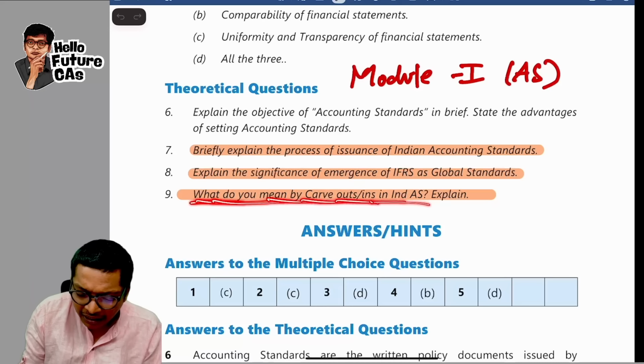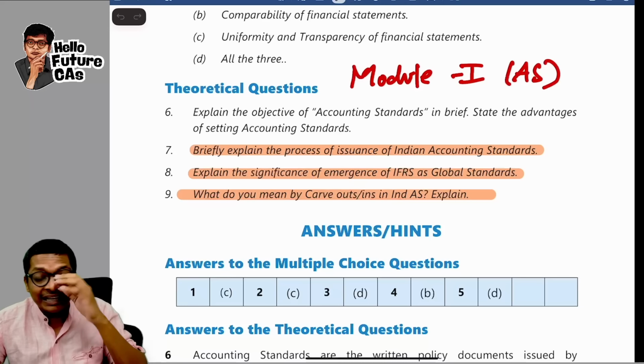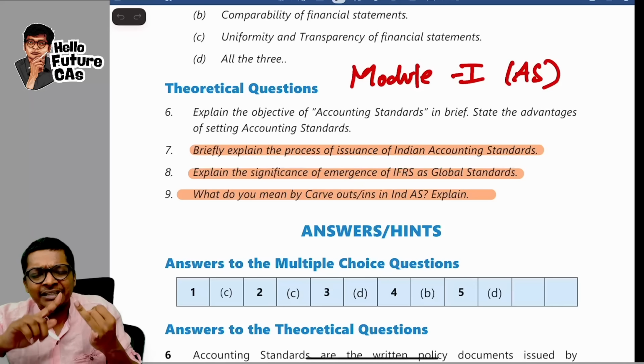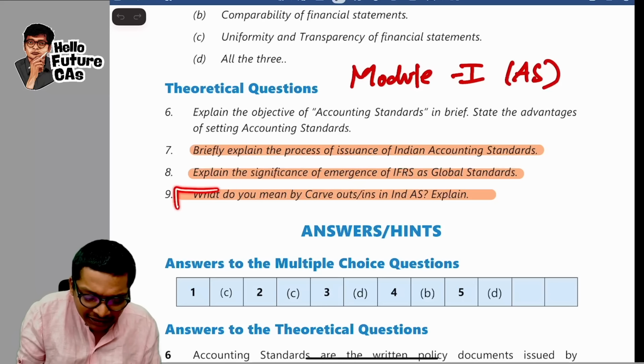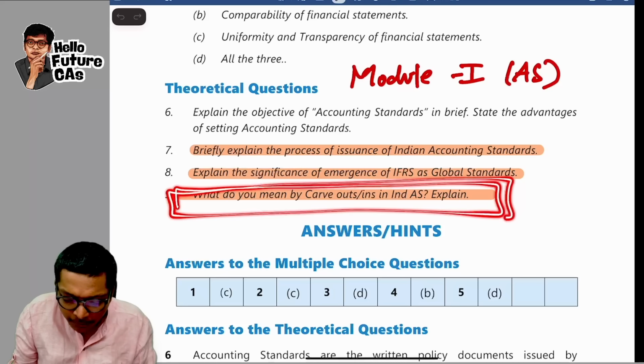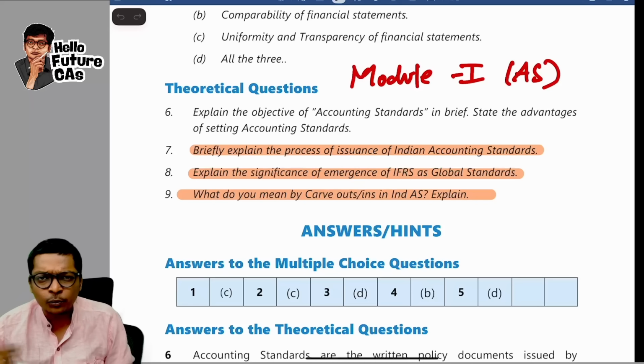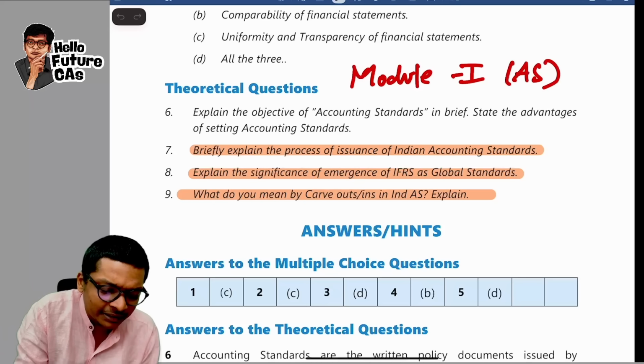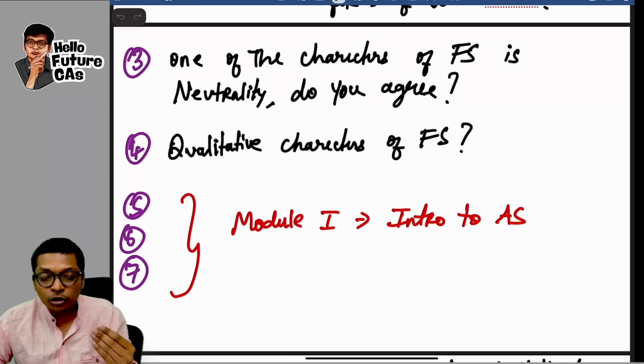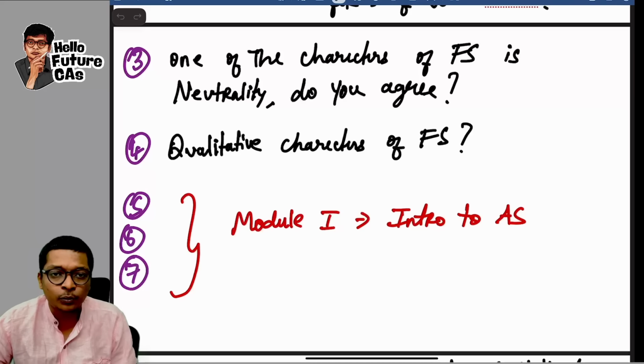What do you mean by carve-outs and carve-ins in Ind AS? It has come in many MTPs, many RTPs. This question 9 is waiting to come in your main exam. If ICAI allows, it will come in the main exam, guys. So go through these questions quickly, briefly, read them, guys. I'm giving you the source also over here, so you know where to find these questions.